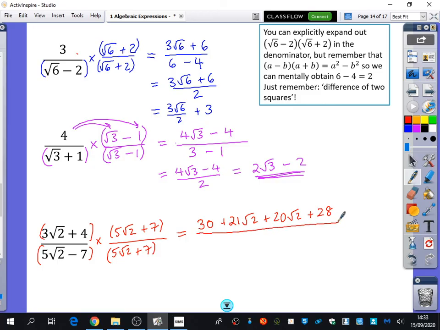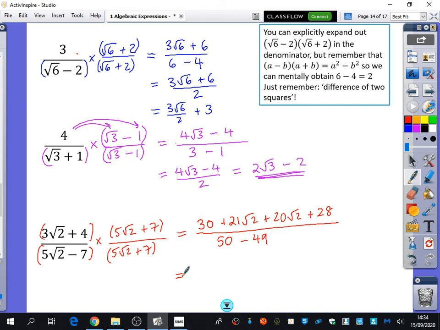Okay. Now at the bottom, we're going to try and do that shortcut where it's going to be this one times this one minus this one times this one. What's 5 root 2 times 5 root 2? 25 times 2, which is 50. And then 7 times 7 is 49, and we're subtracting it. So, the denominator is 1. So I'm not going to bother doing denominators anymore, because as soon as it's 1, it's just dividing by 1.